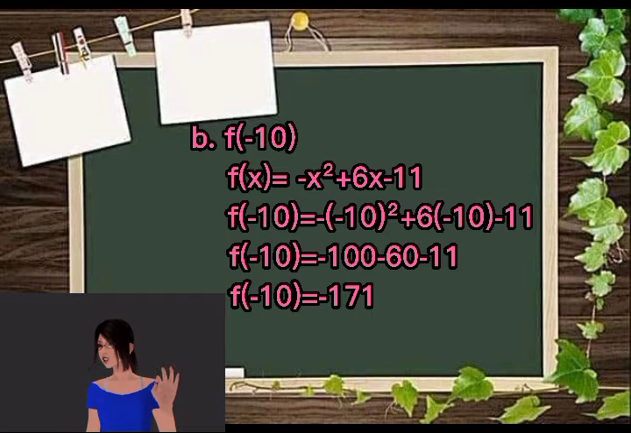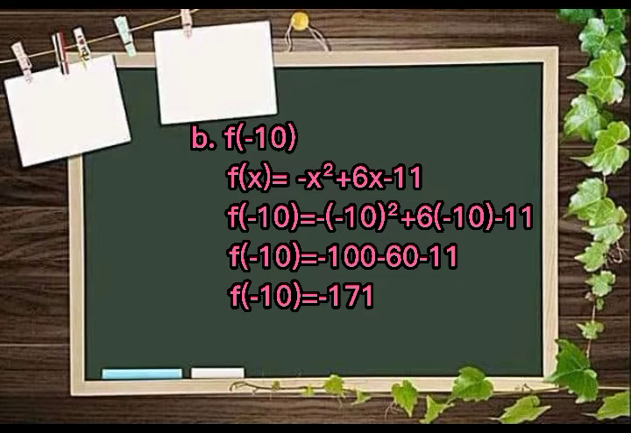So another problem is, what if we are given f of negative 10? Same process, we will just substitute negative 10 for our x. So f of negative 10 is equal to negative times negative 10 squared plus 6 times negative 10 minus 11. So f of negative 10 is equal to negative 100 minus 60 minus 11. And that will be equal to negative 171.